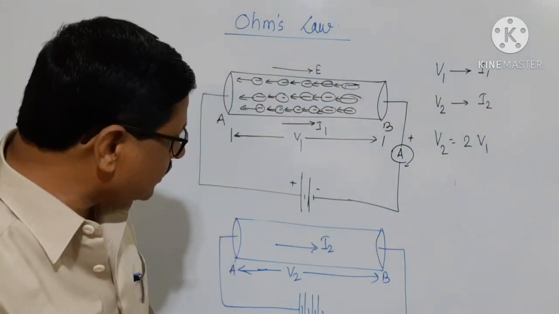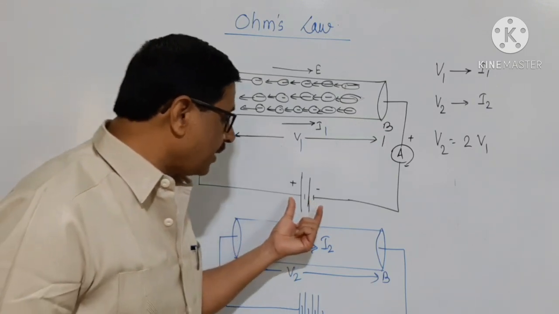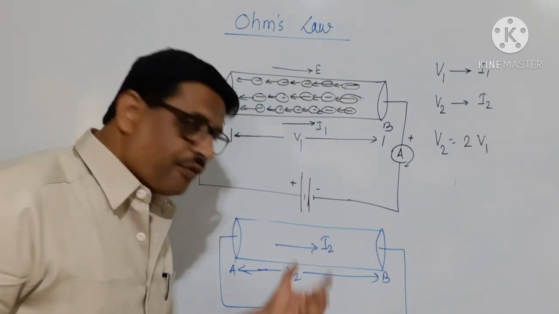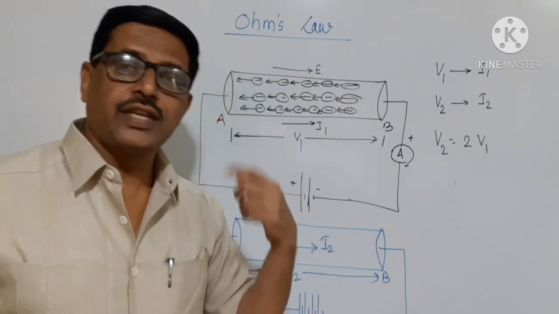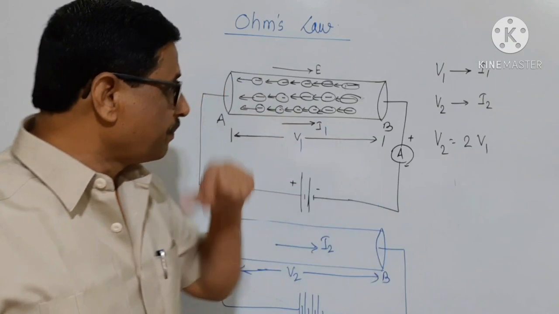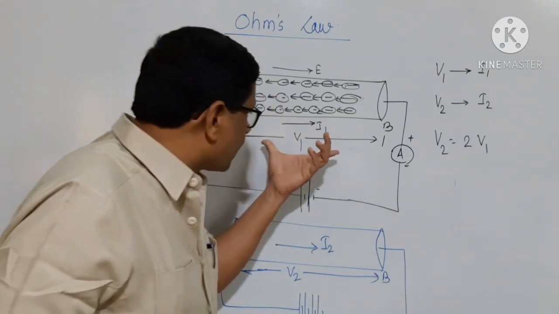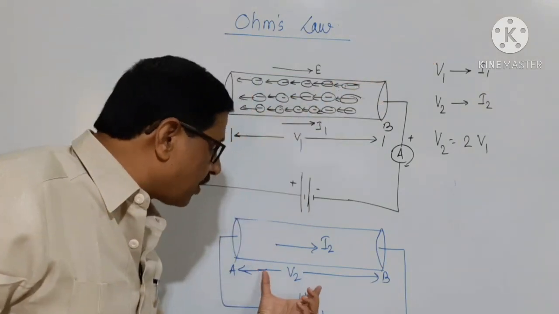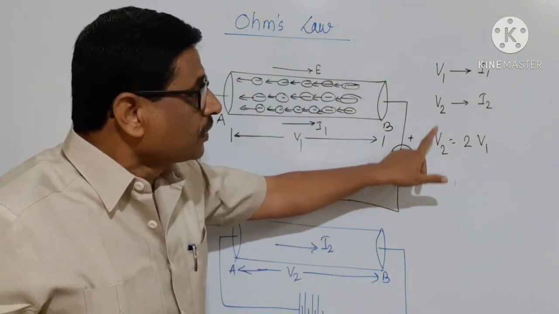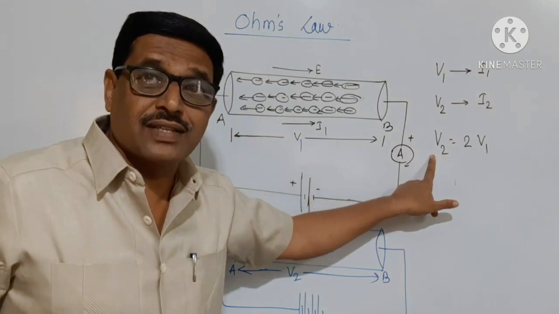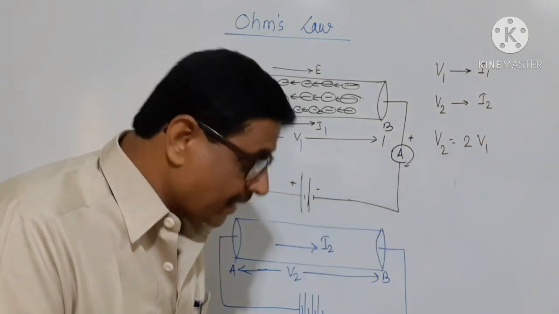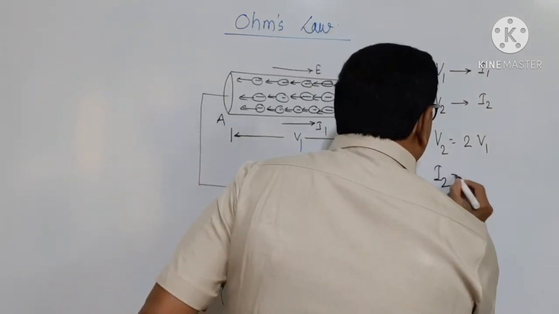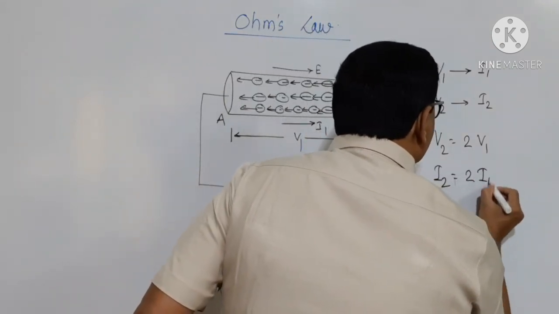In the first case, we applied a battery whose EMF is 3 volt. In the second case, we applied a battery whose EMF is 6 volt. It means that the potential difference developed in the first case is V1 and the potential difference developed in the second case is V2. This V2 is obviously double that of V1. Then it has been observed that the current I2 is equal to twice of I1.